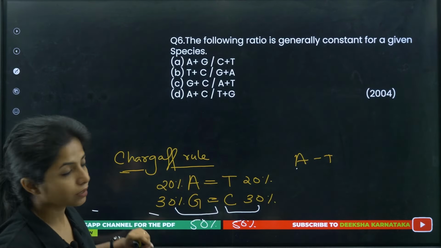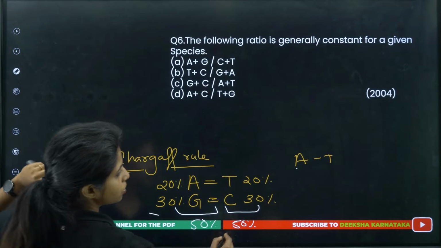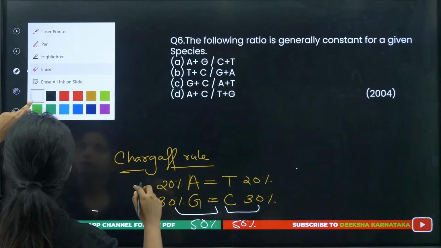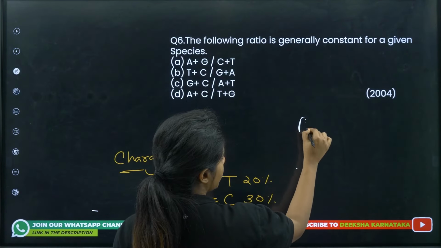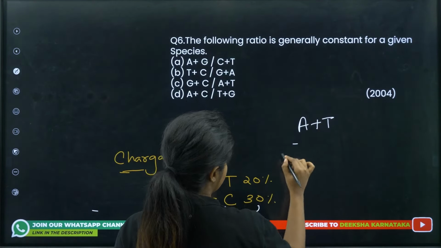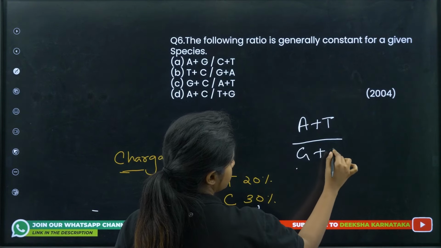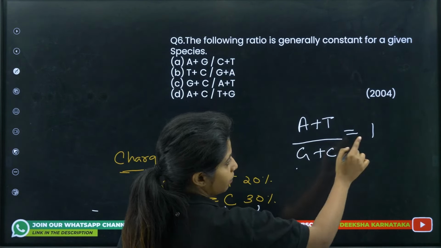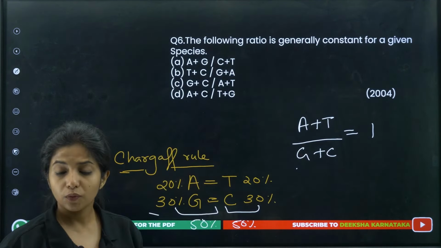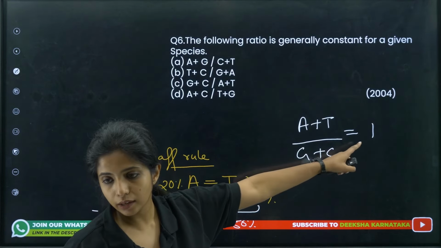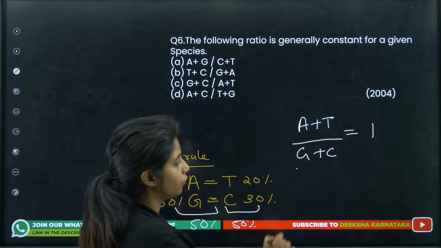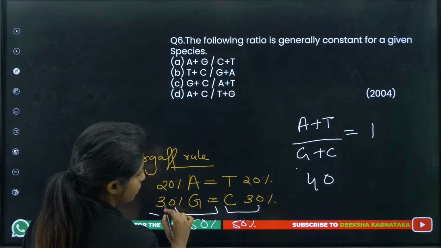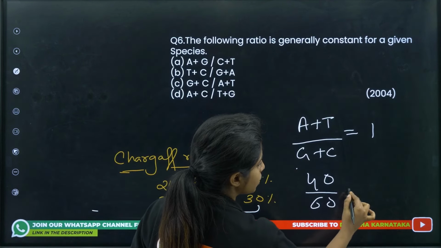Now we want things to be constant. For that, what will we do? Suppose I write A plus T is equal to G plus C is equal to 1, will that be fine? No, it would not be fine. How can this be equal to 1? Over here I am saying 20, 20, so 40. Over here G and C is basically 30, 30, so basically 60. Is it equal to 1?